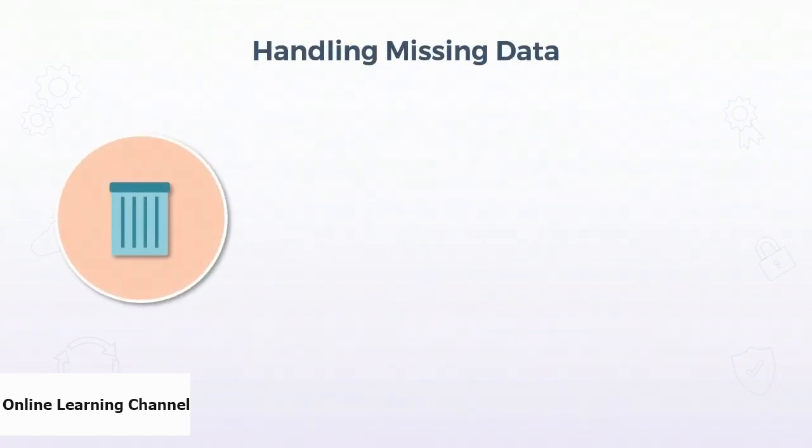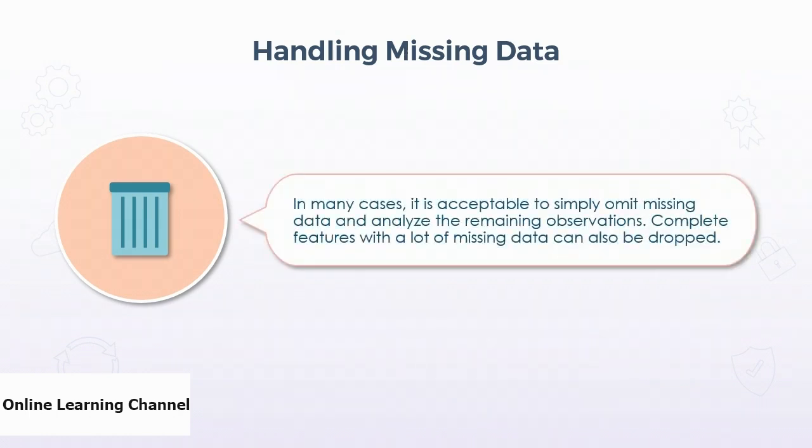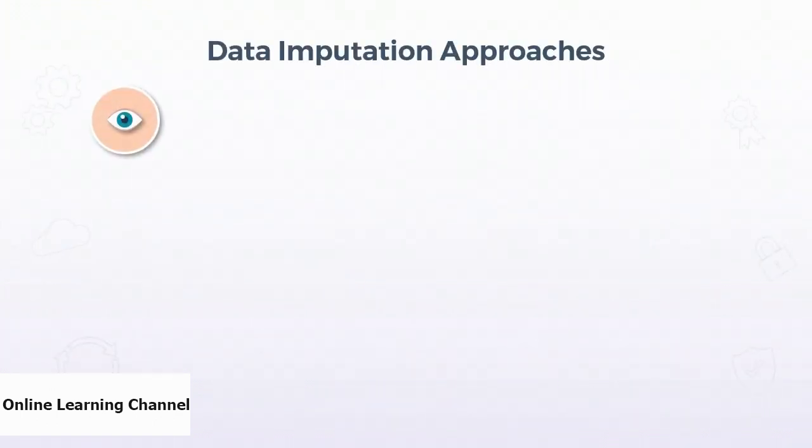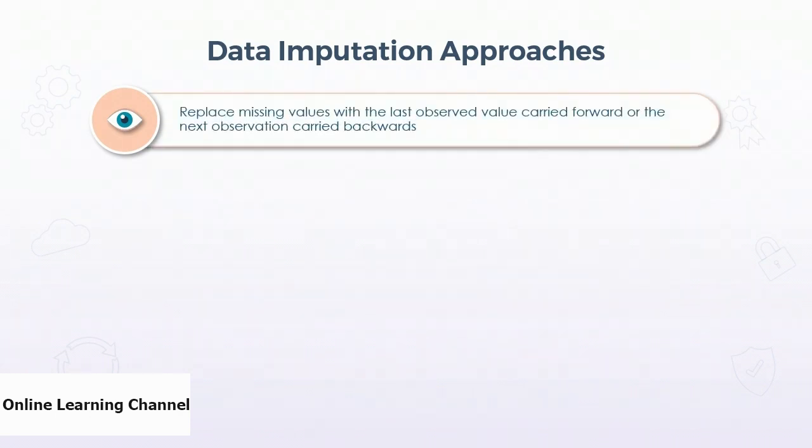Now, let us look at some of the ways to handle missing data. The most common way of data imputation is to simply omit cases where data is missing and analyze remaining observations. This is acceptable in situations where sample sizes are large. In other more complex approaches for data imputation, one technique involves imputing missing values using the last observed value being carried forward or the next observation carried backwards.